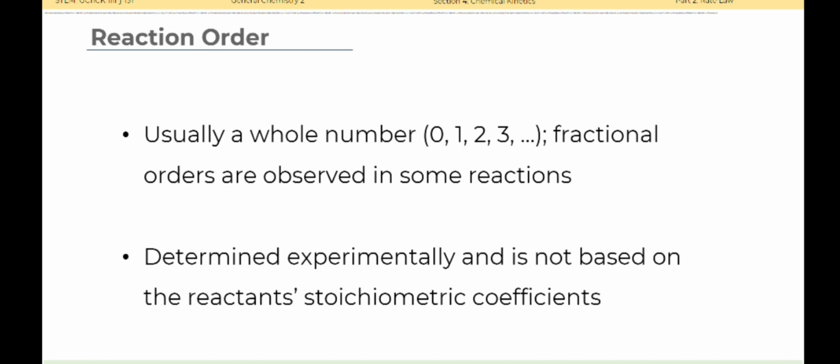The reaction order is usually a whole number: 0, 1, 2, 3, and so on. Fractional orders are observed in some reactions. It is determined experimentally and is not based on the reactants' stoichiometric coefficients.